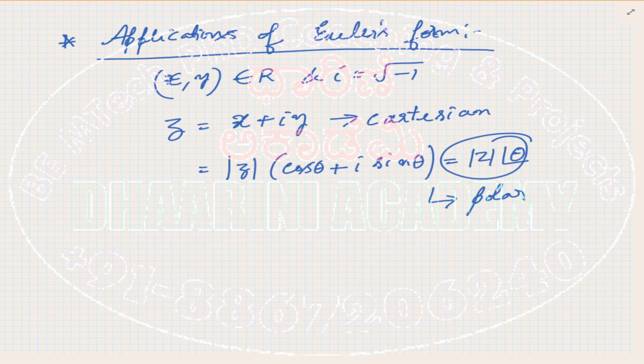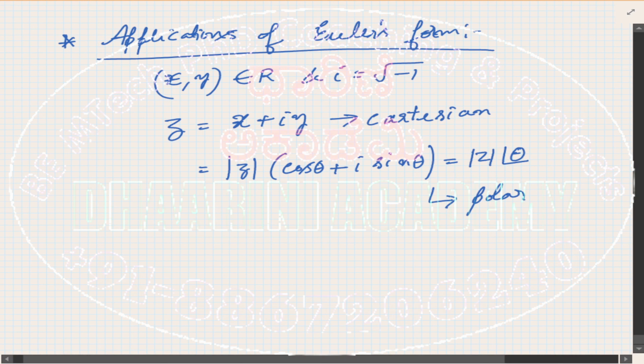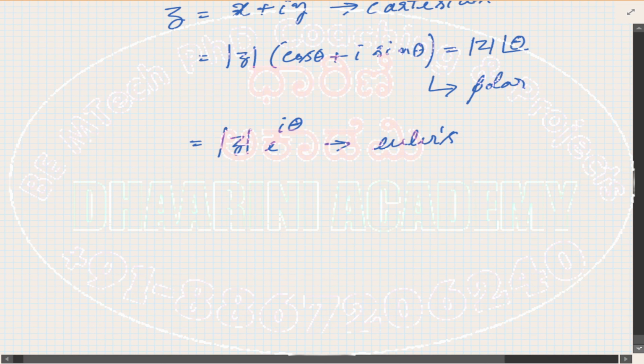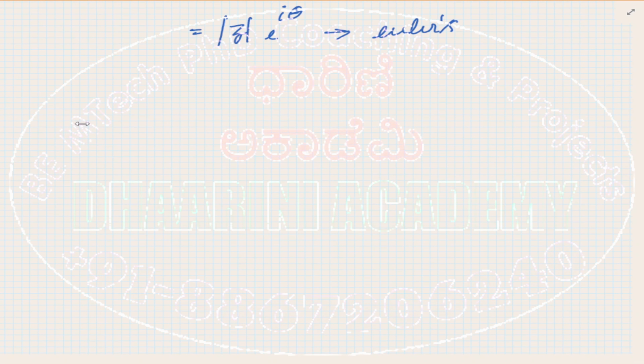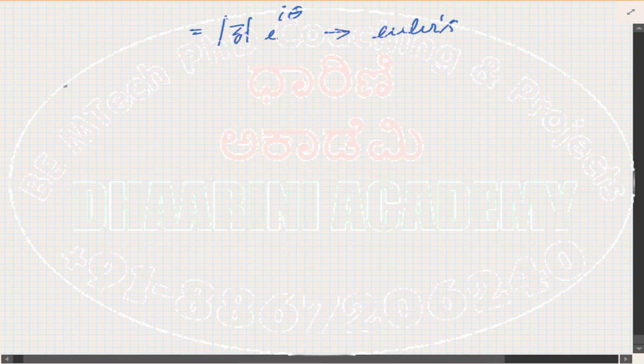Altogether you can call it the polar format, and this is also equal to the magnitude of z times e to the i theta. This form is what we call Euler's. Now the advantage of Euler comes into the picture whenever we are taking the product and division of two complex numbers. So the first application is the product.